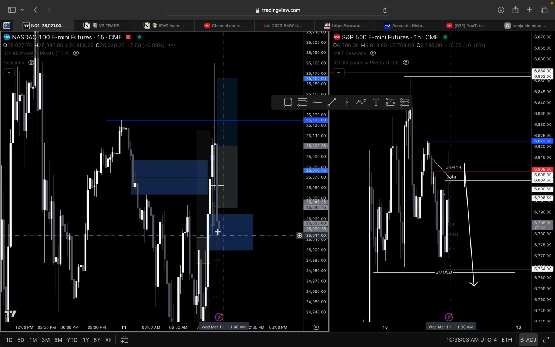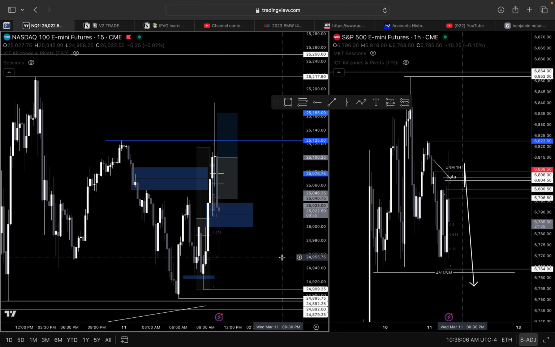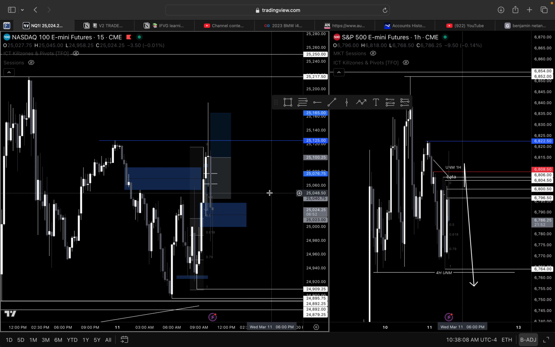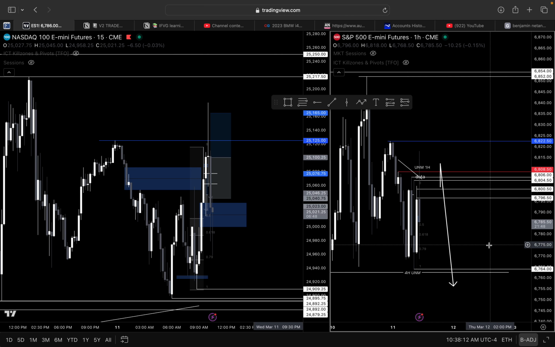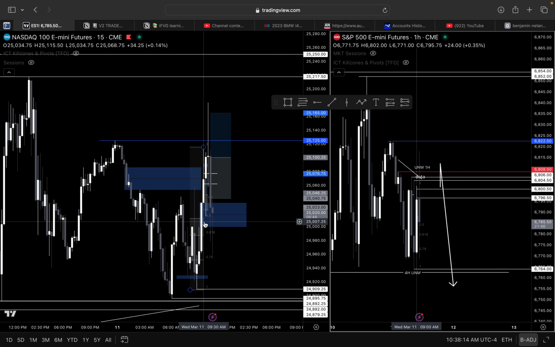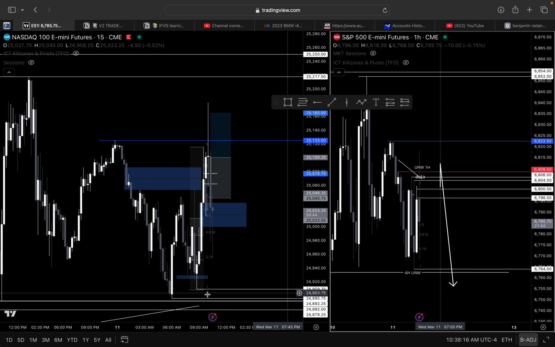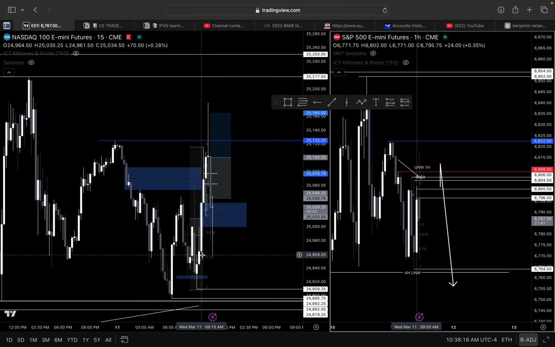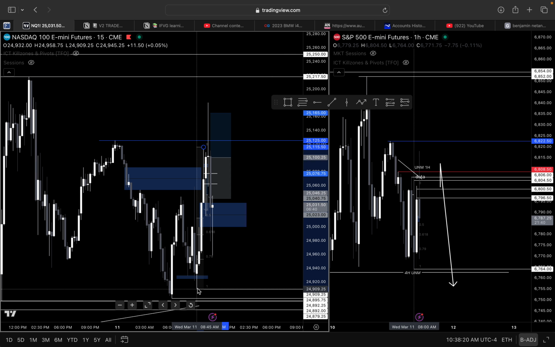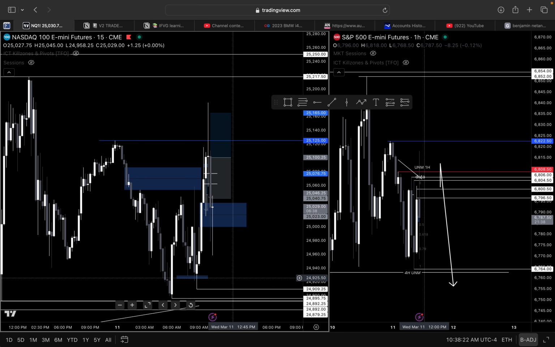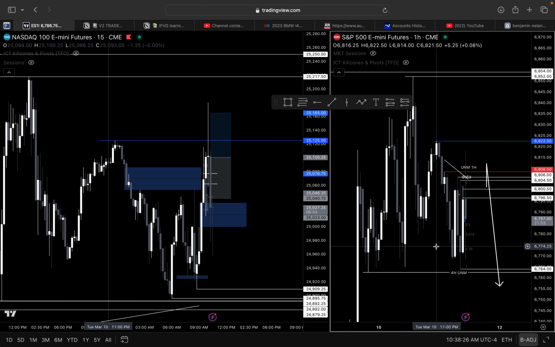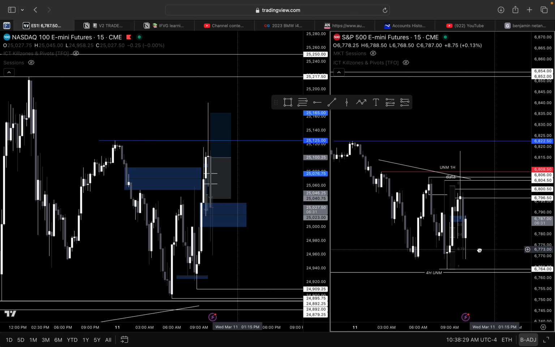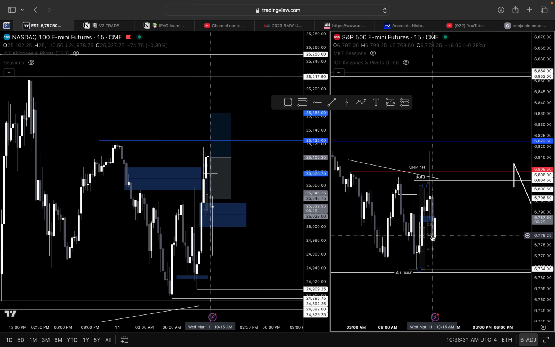Yes, we formed a 15 minute fair value gap right here. We had Asian high open, and NQ looked pretty clean with this 15 minute fair value gap right there. And we almost tapped into equilibrium. We didn't actually tap in, did we? Yeah, we didn't tap into equilibrium here for my trade, the first trade I took. But ES, we went all the way to OTE.